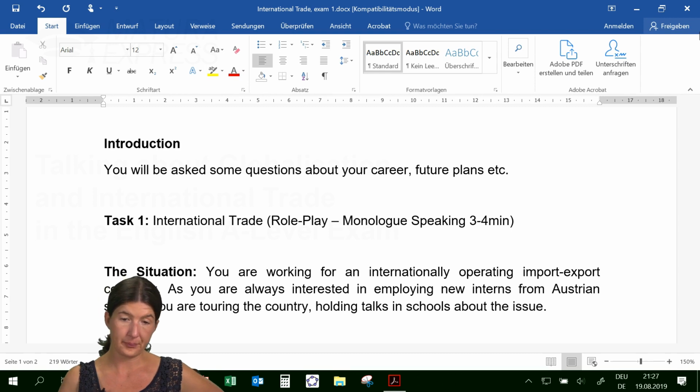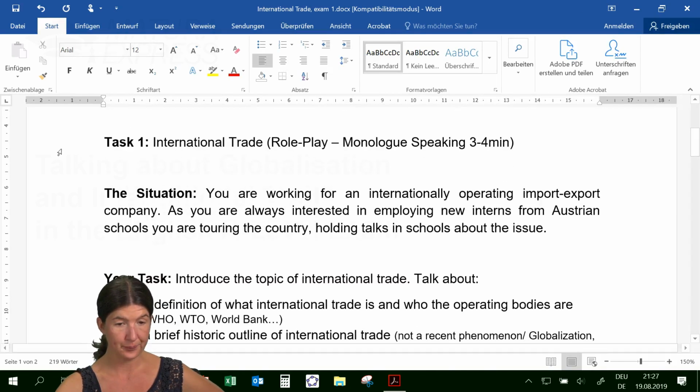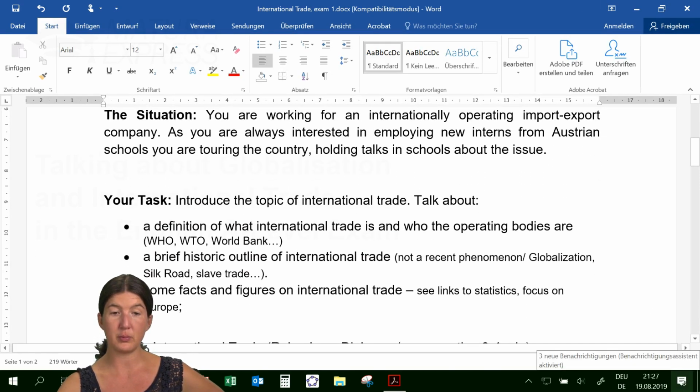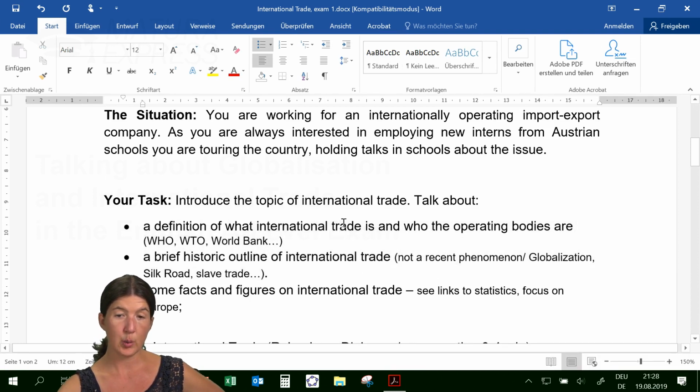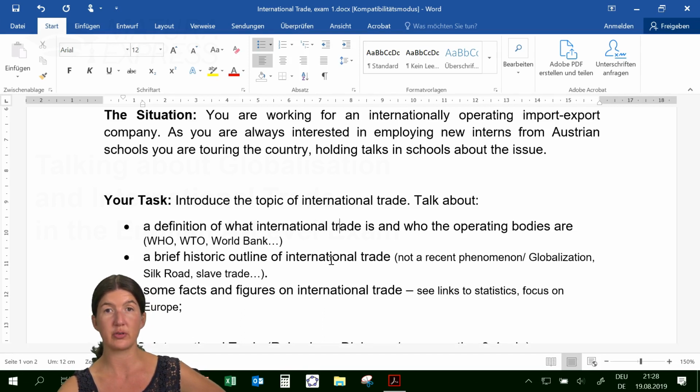And now you're holding a talk in school. You have to tell people what international trade is, so a definition of the concept, who the operating bodies are, so the World Trade Organization, the World Bank also plays a role. World Bank officially should make sure that countries get an even share of the riches that the world has, but, well, different story.